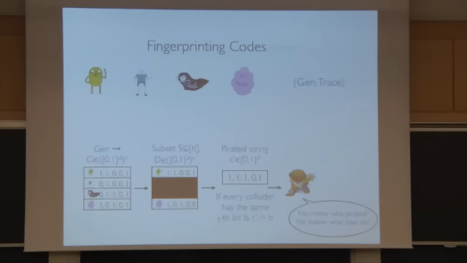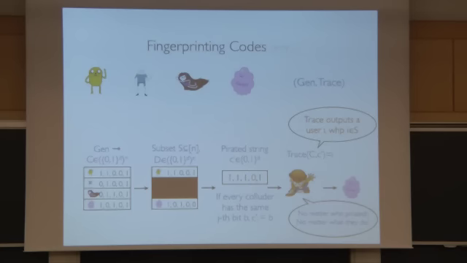All right, and now I have my algorithm Trace that's supposed to be able to take this string and always identify someone in this coalition. All right, so it's going to output some user i, and with high probability, i will be in the coalition.